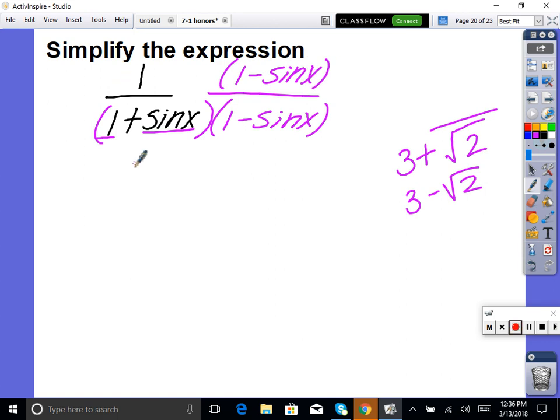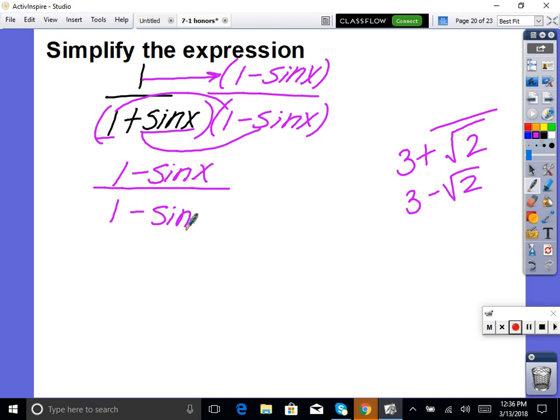So then on top, we would get 1 times all that stuff. So that's 1 minus sine of x on top. Then on bottom, we would distribute. We would have 1 minus sine squared x. What is that denominator? Cosine squared x, which is now making it better, because now it's just one term. So we have 1 minus sine of x over cosine squared x.